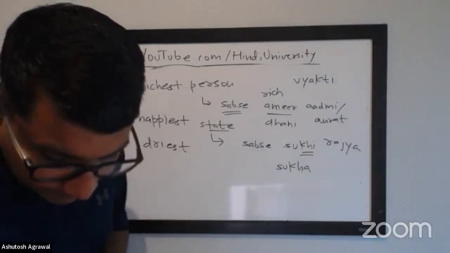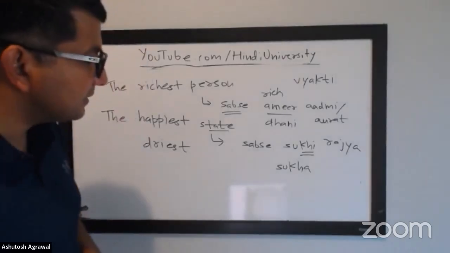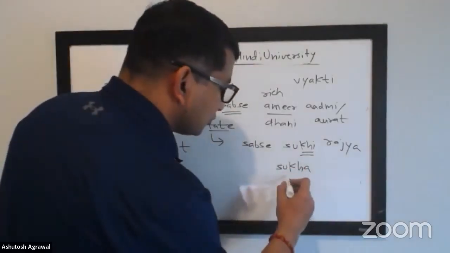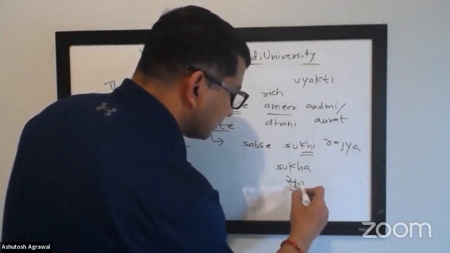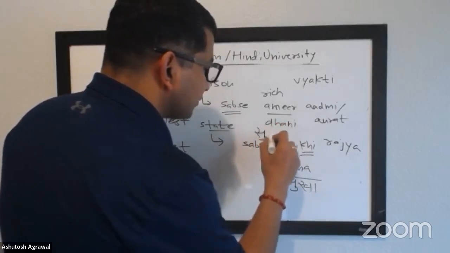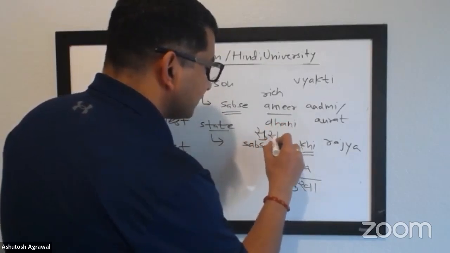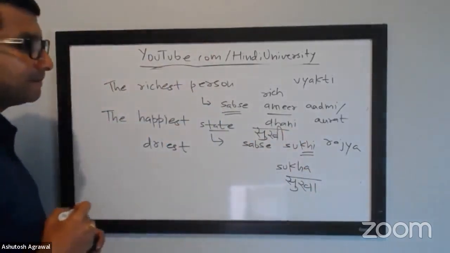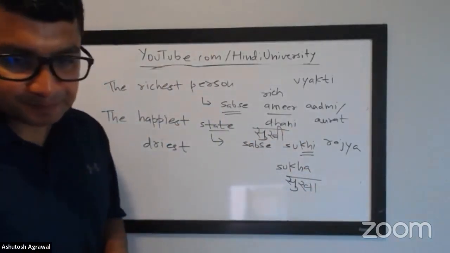Okay, Suji, yes. Can you write the two words Sukhi and Sukha in Devanagari? Yeah, so you have a sa with u and then kha, sukha, and then you have a su and then kha with sukhi. Okay, sukhi.